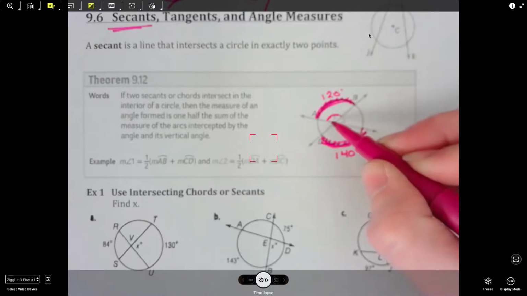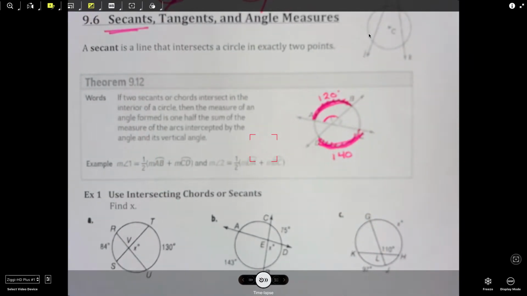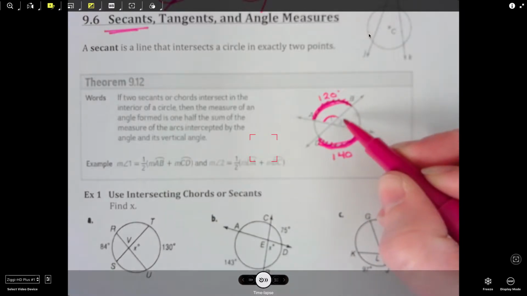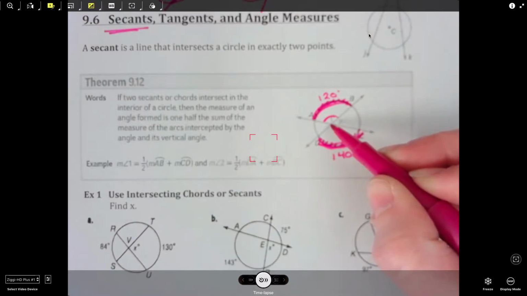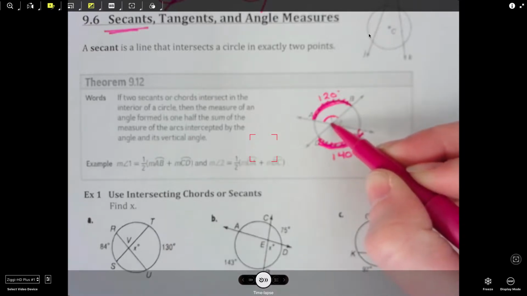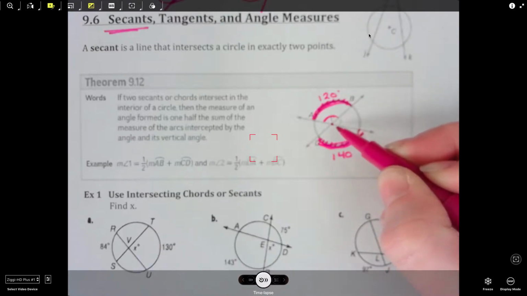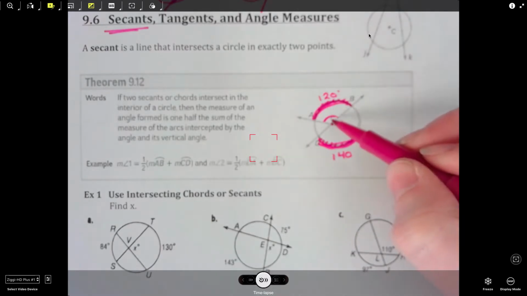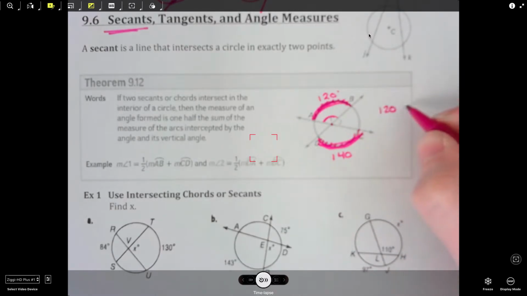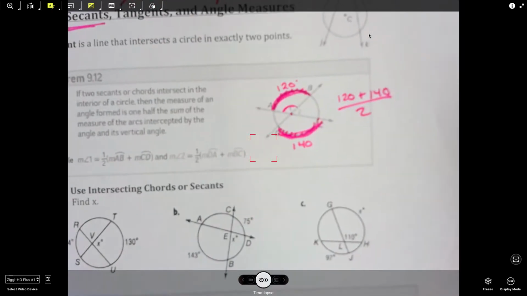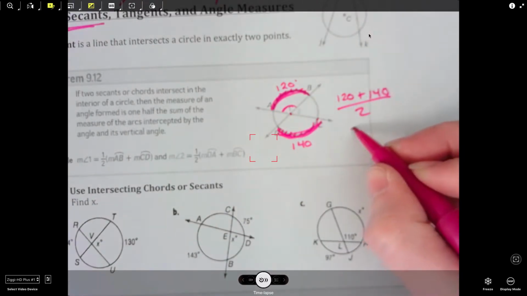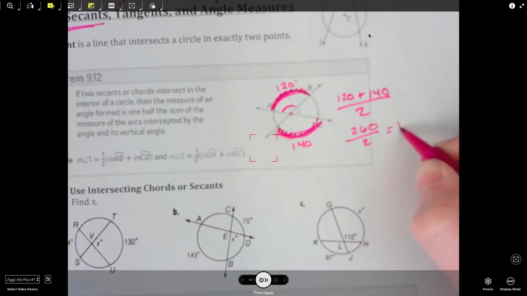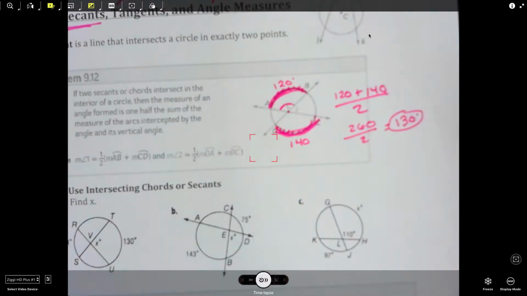So to find the measure of angle 1, because angle 1 is not necessarily in the center of the circle, if this point right here was exactly dead in the center, then this angle would be the same measure as this arc, but it's not dead in the center of the circle. Those two are just crossing each other at a random place. Angle 1 is made by 120 degrees plus 140 and then divided by 2. So you add those two together and divide by 2. 120 plus 140 is 260. 260 divided by 2 is 130. So this guy would be right here, 130 degrees, all right?